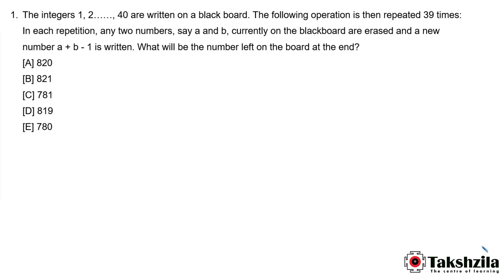So let's have a look at it. Over here, out of these 40 numbers, we are going to remove two numbers, means 38 numbers are remaining, and one new number is added, means 38 plus 1, total number of terms becomes 39.